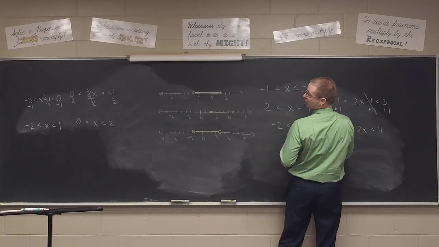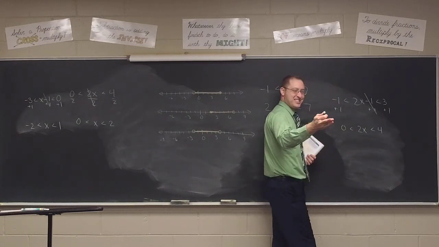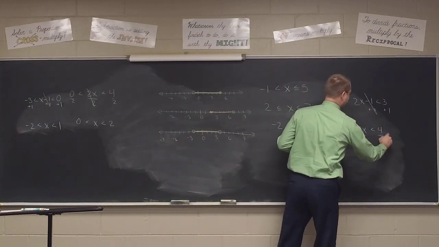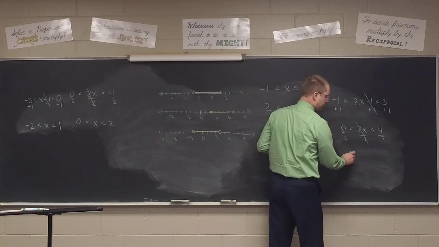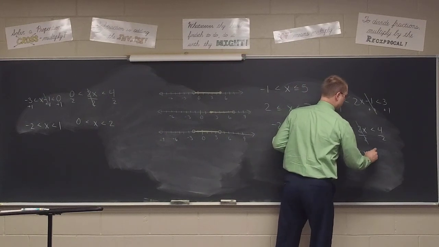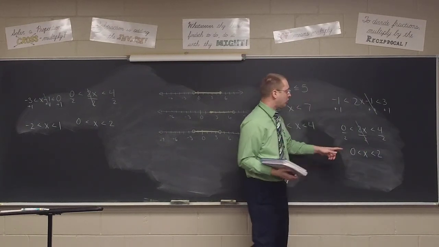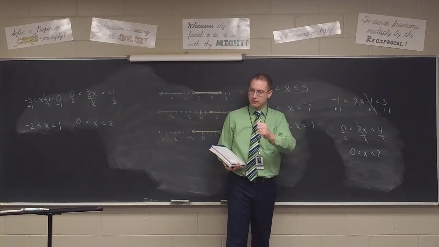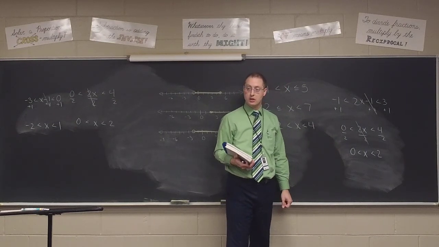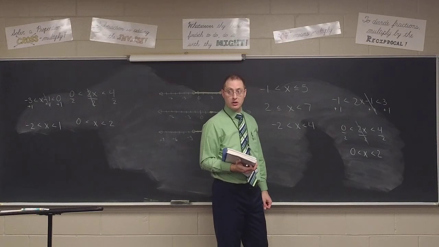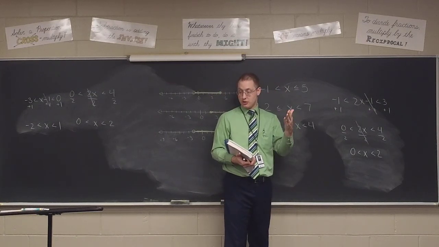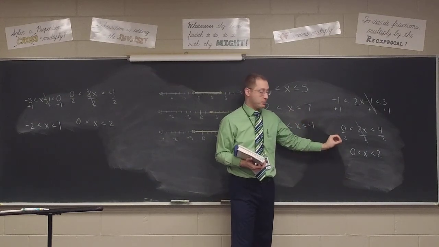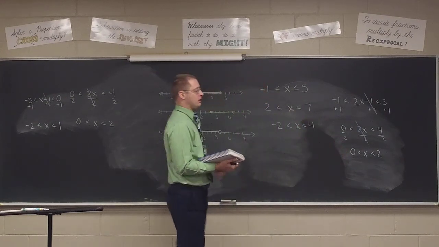And suddenly it looks an awful lot like what we did back there, right? Our next step is to divide away the 2 from every part, and that'll give us our answer like we got before. And would this be an open, closed, or mixed inequality? When I graph it, would I use open dots, closed dots, or one of each? I'd use open dots, and we call it an open inequality, an open compound inequality.